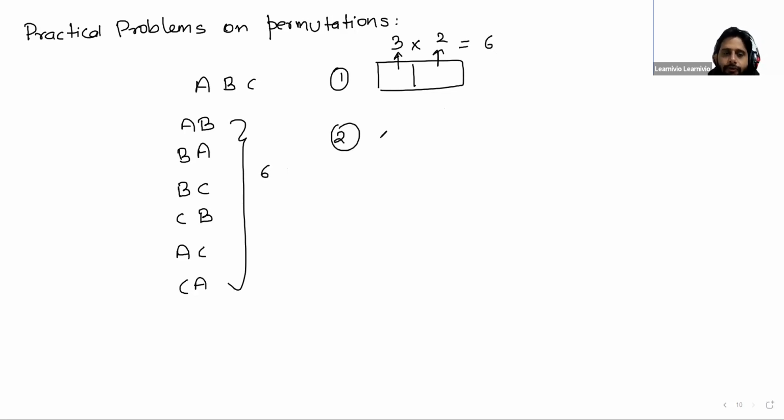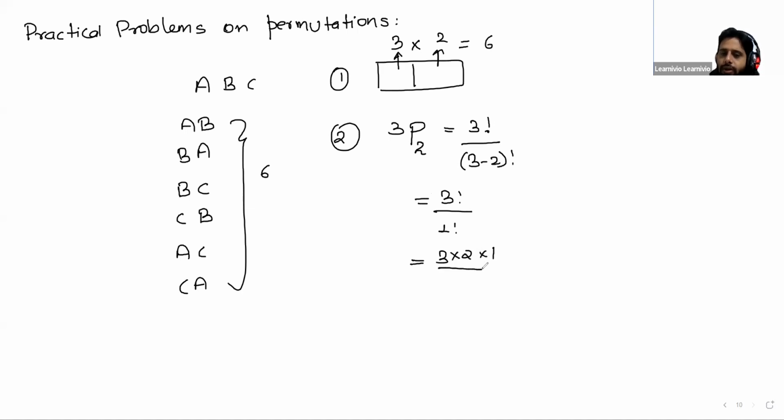Now with the help of the formula, we will try to solve this problem. Total alphabets we have 3. So write 3P. Now how many alphabets do you need to select? You need to select 2. So the answer is 3P2. We will solve it: 3 factorial by 3 minus 2 factorial. And this is equal to 3 factorial by 1 factorial. Expand this 3, so this will give you 3 into 2 into 1. And in the denominator we have 1. We get 6.